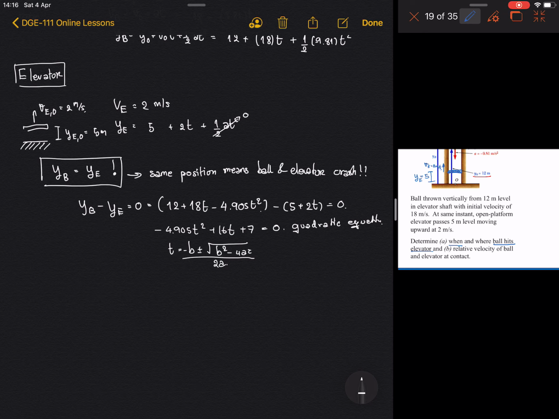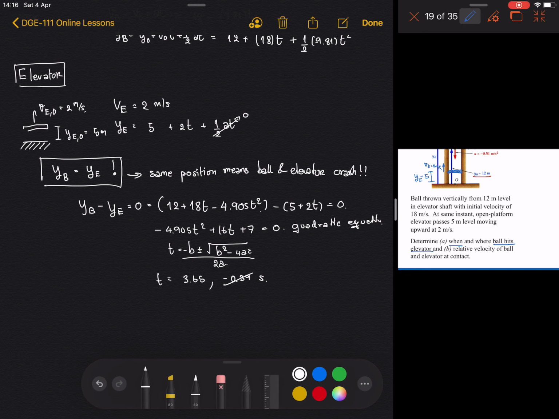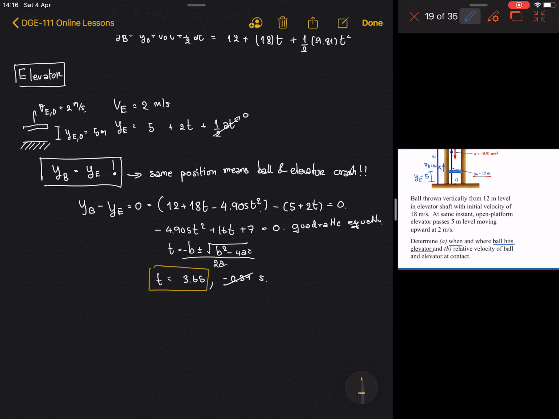Right, and then in the end you will get t equal to 3.65 and minus 0.39 second. But then you know already time cannot be negative, so this is in the past. So the answer is t equal to 3.65. Right. So this is the time when it crashed.